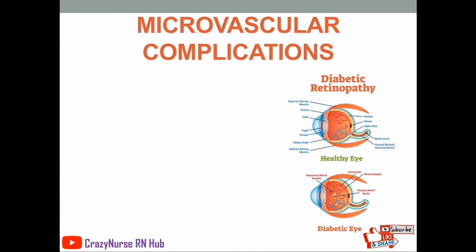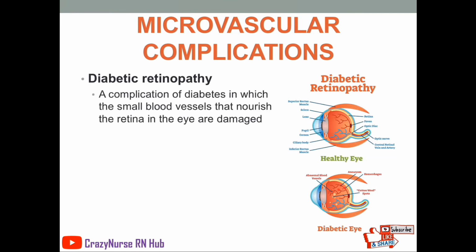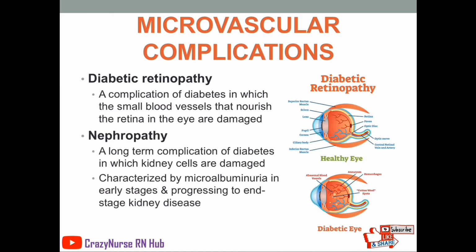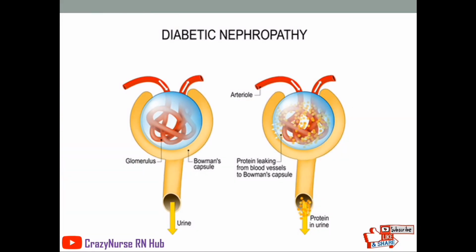For your microvascular complications, we have diabetic retinopathy. This is a complication of diabetes in which the small blood vessels that nourish the retina in the eye are damaged. We also have your nephropathy. It is a long-term complication of diabetes in which kidney cells are damaged. It is characterized by microalbuminuria in early stages and progressing to end-stage kidney disease. So this is your diabetic nephropathy, wherein the protein leaks from blood vessels to Bowman's capsule in the kidney.